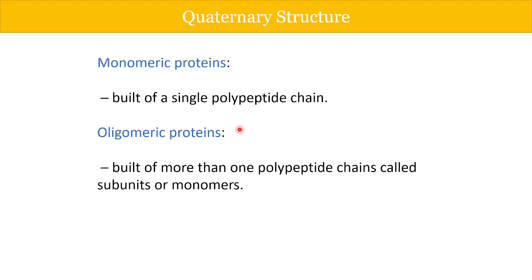Now the quaternary structure is basically a bit complicated because multiple tertiary structures get together to form a quaternary structure. Monomeric proteins are built of single polypeptide chains, whereas there are a few oligomeric proteins that are built of more than one polypeptide chain, called subunits or monomers. Why are they important? Because these monomers cannot function alone.